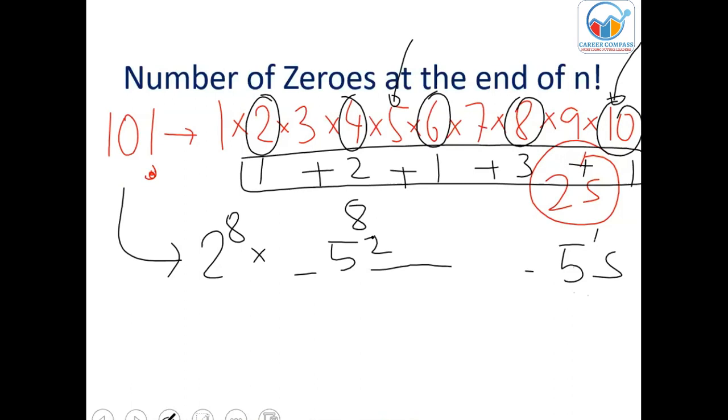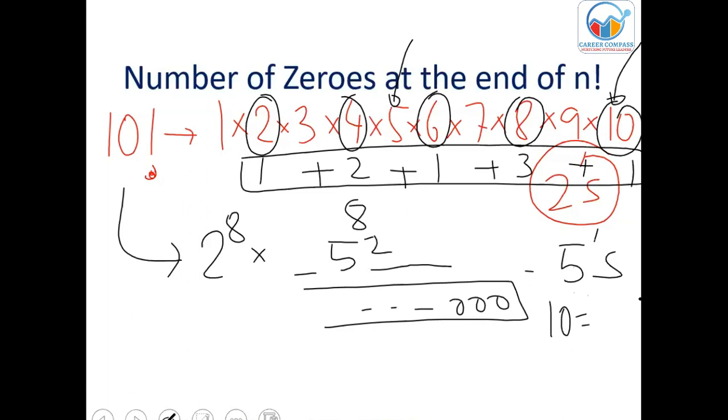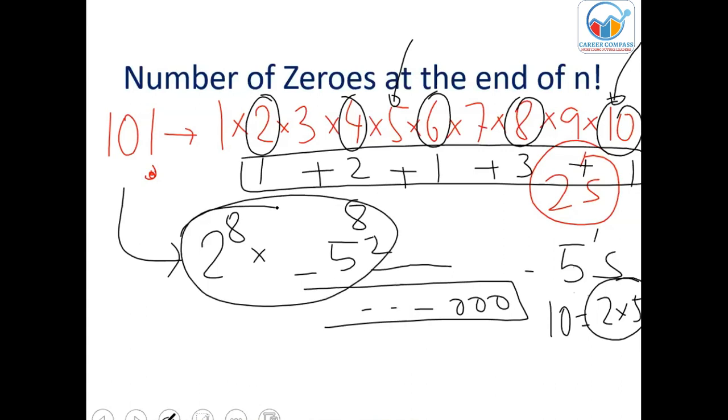how does the number of zeros occur at the end of a number? The zeros will occur only when I have tens. Now, how do I have 10? 10 is basically 2 into 5. So every time I have a pair of 2 and a 5, I'll produce a 10, and that 10 will produce a 0. So every 2 and 5 as a pair will produce a 0 at the end of n factorial. So if I look at 10 factorial, all that matters is how many pairs of 2's and 5's I have. Please understand, although I have 8 2's, I have only 2 5's.